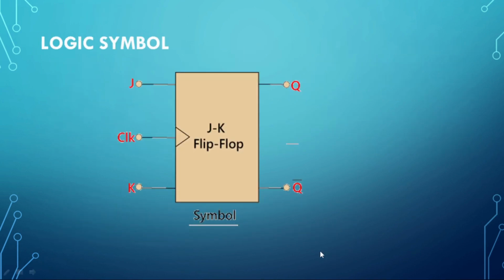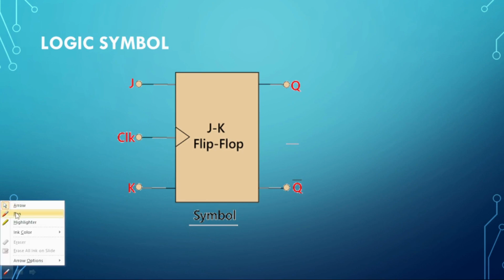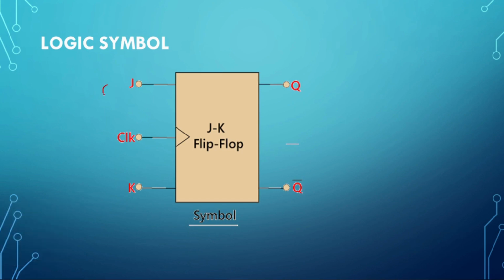This is the logical symbol of the JK flip-flop. It has two inputs, one is J and another is K, and it is connected with the clock. It's going to provide you the two state outputs: one is the present state Q and the next state is Q bar.